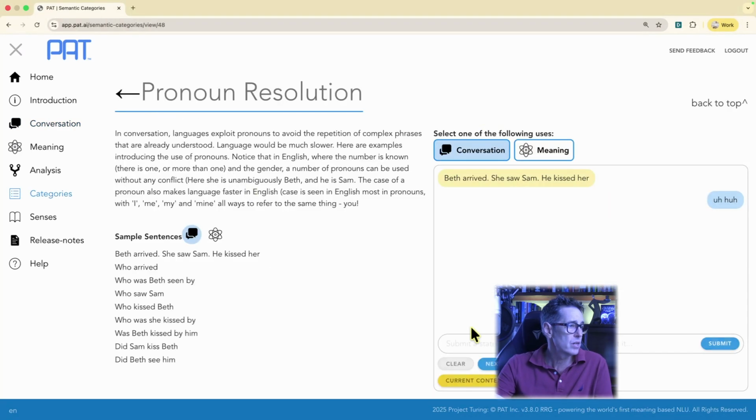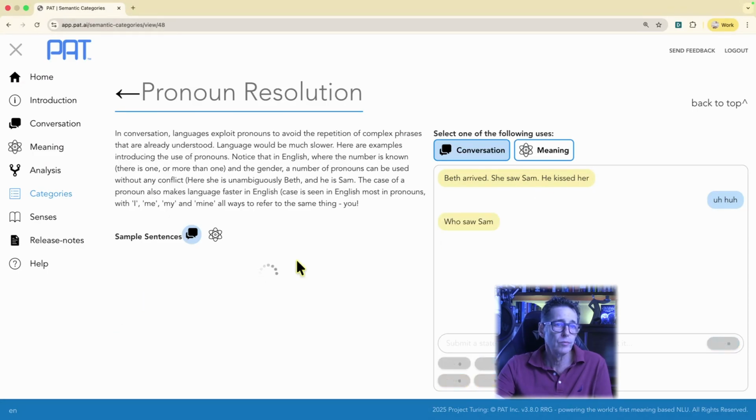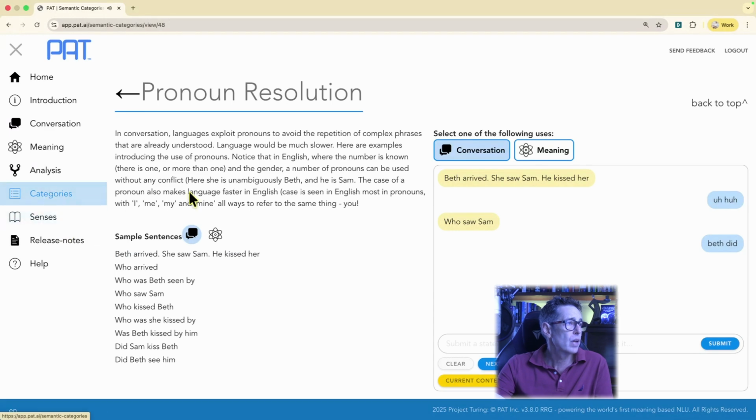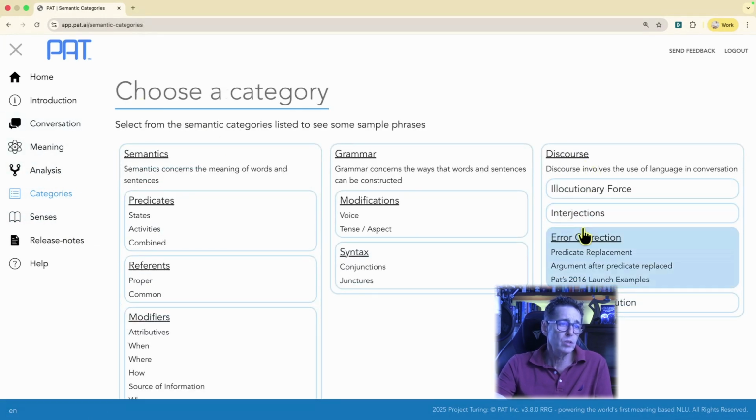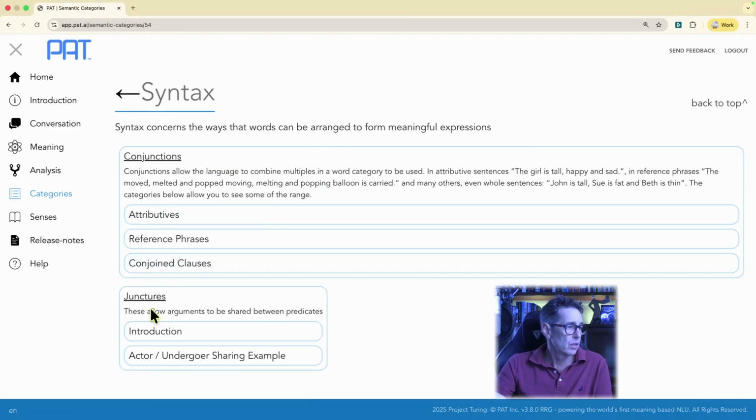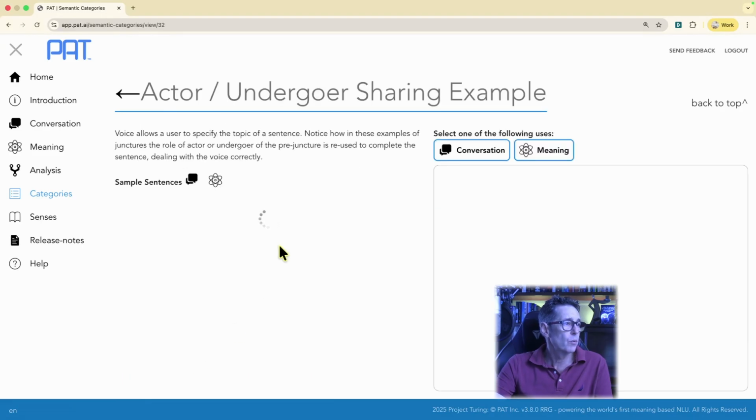And in this conversation, I can then say, who saw Sam? We've got she saw Sam, so that should be Beth, I would think. Beth did. So that's an example of pronoun resolution. So that was from the discourse collection. And we've got syntactic options like junctures. Let's look at one of the more complicated ones.